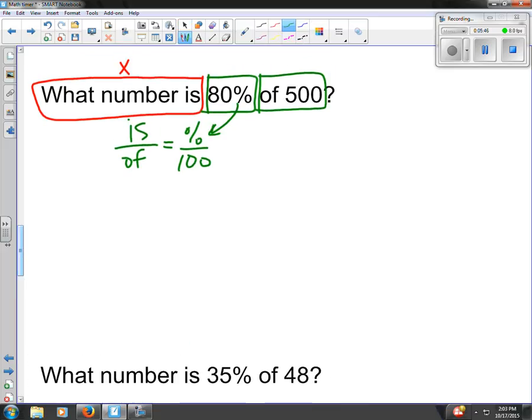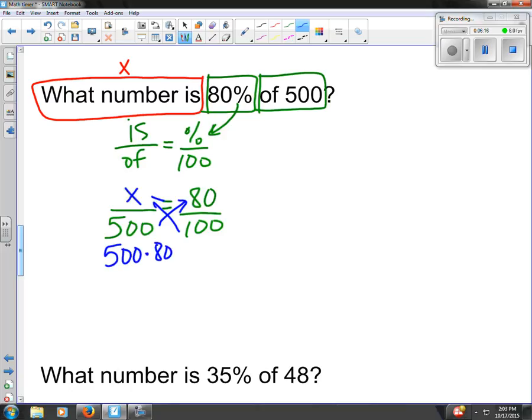The percent goes in the percent spot. So you have 80 over 100. That's the easiest thing to put in. Then of 500 goes in the of spot. So there's only one place left to put an x. It's in the is spot, where you're looking for the piece of this. So now you're not looking for a percent, so I better not see any percent signs in this answer. You're not looking for a percent, you have one. So now we cross multiply. We get 500 times 80 equals 100 times x.